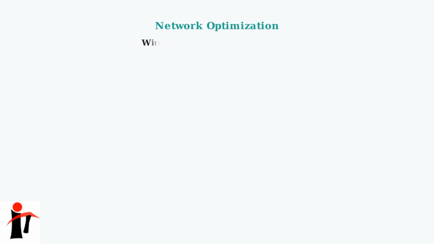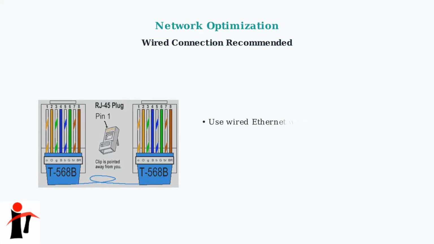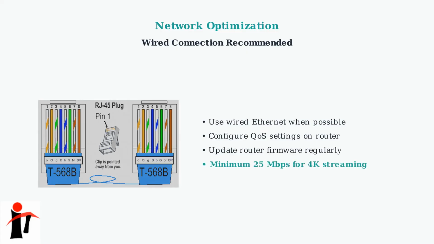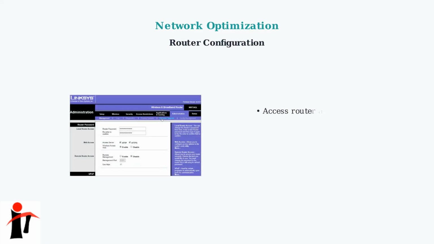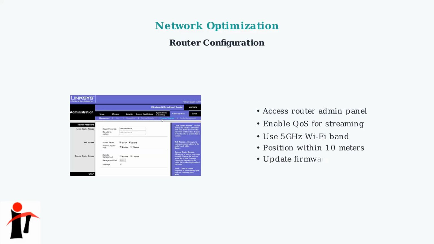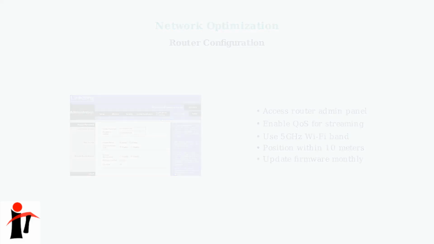Network optimization is crucial for preventing future app problems. Using a wired Ethernet connection provides the most stable connection, eliminating Wi-Fi interference that can cause streaming interruptions. Router configuration plays a vital role in streaming performance. Access your router's admin panel to configure quality of service settings, which prioritize streaming traffic over other network activities.